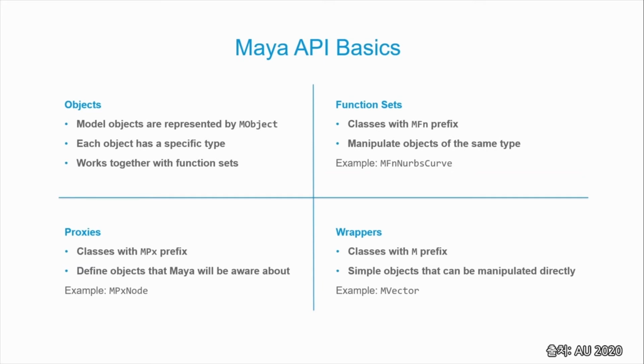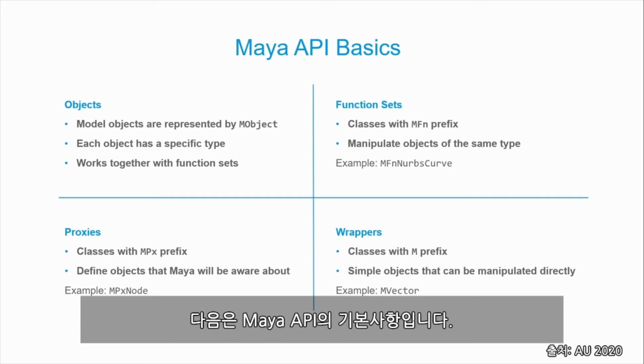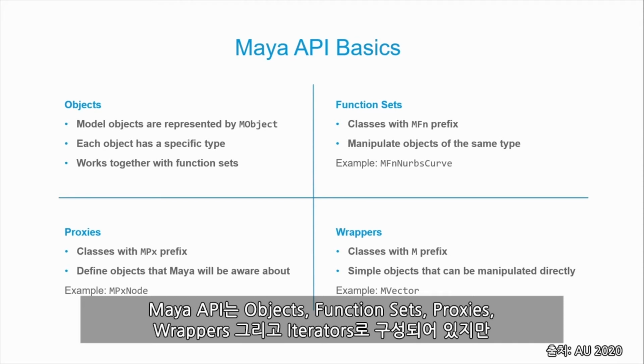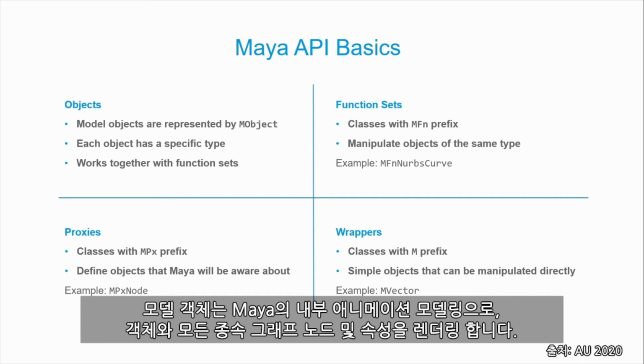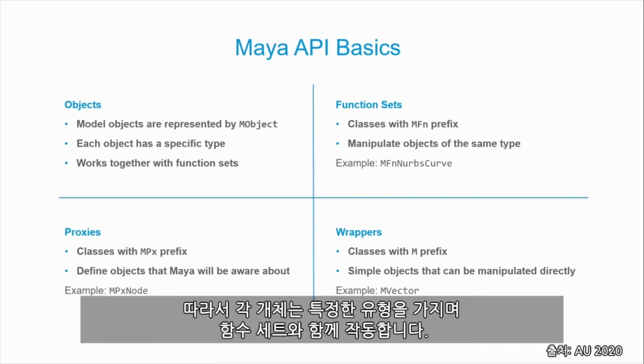So Maya API basics. The Maya API consists of objects, function sets, proxies, wrappers, and iterators, which I won't mention too much about details here. Let's start with objects. So model objects are represented by the MObject class. Model objects are just Maya's internal animation, modeling, rendering objects, as well as all the dependency graph nodes and their attributes. So each object has a specific type and it works together with function sets.